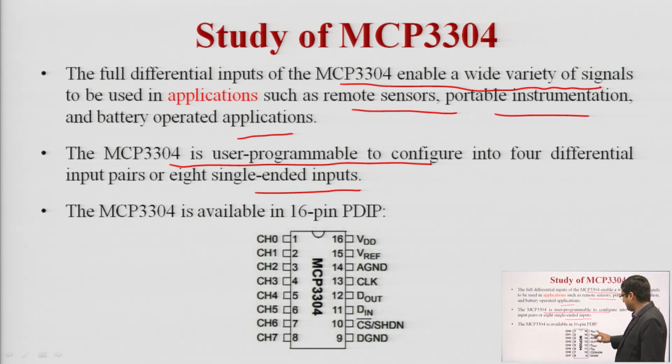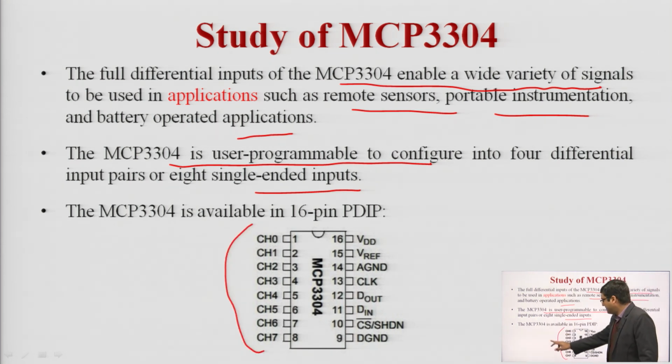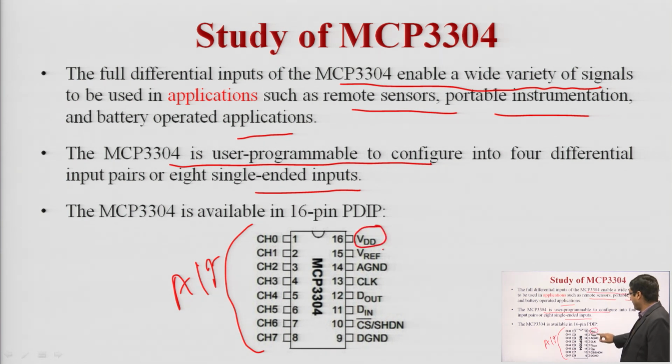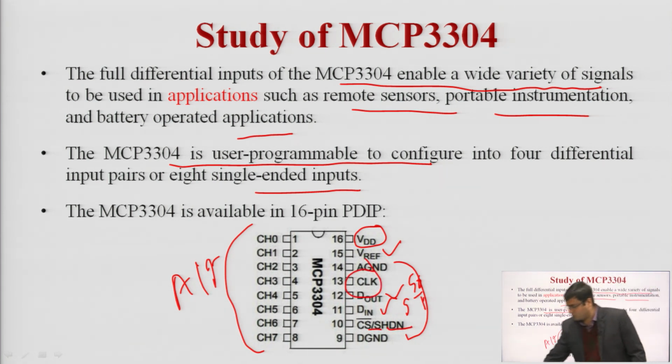Here you can see 16 pins. Pins 1 to 8 are the analog inputs, and this is the VDD with reference voltage, and 2 grounds, analog and digital ground. They share a common ground. D out, serial out, serial in, chip select. SHDN means shutdown input, and it needs clock pulses to execute.